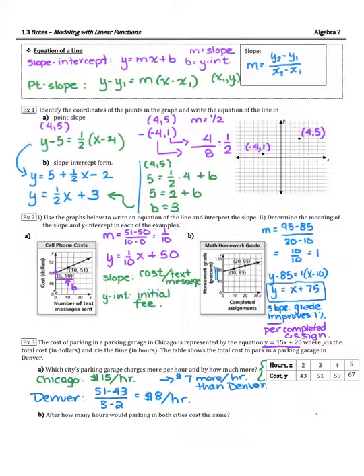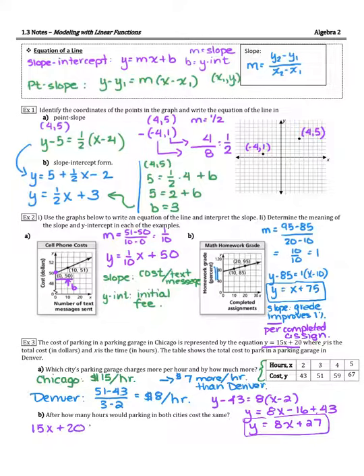So at this point, I'm going to use the point slope form. So y minus 43 equals 8 times x minus 2, and then solve for y. So y equals 8x minus 16 plus 43. So Denver's full equation is going to be, this will then be plus 27. So here's Denver's equation. And then we had Chicago. So we set them equal to each other. 15x plus 20 equals 8x plus 27.